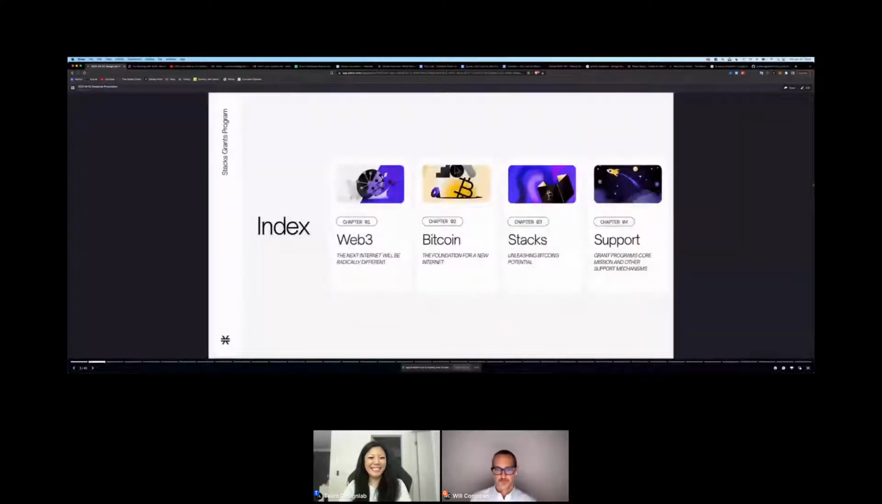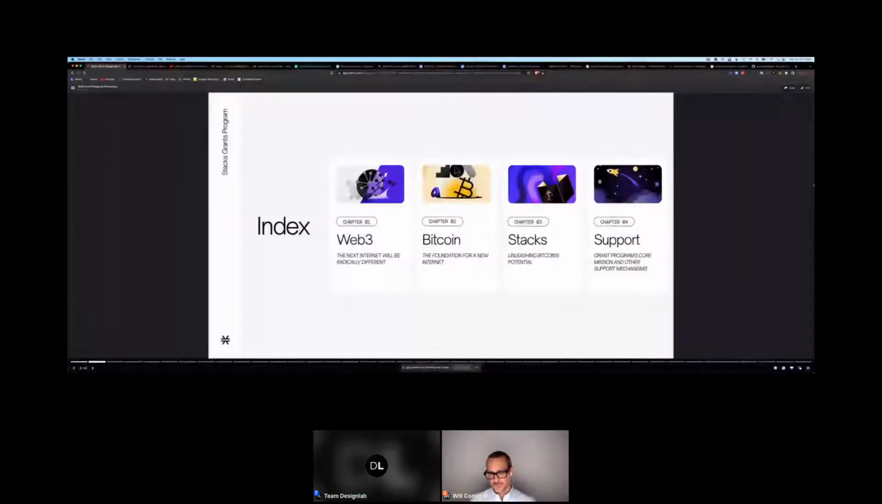Okay, so we're first gonna talk about Web3 in general, just kind of what that means. I know that it's maybe a buzz term that people have heard, maybe have different opinions about. And then talk about Bitcoin and then how Stacks relates to Bitcoin and how Bitcoin relates to Web3. And then talk a bit more about the grants program and different support opportunities within the Stacks ecosystem specifically.